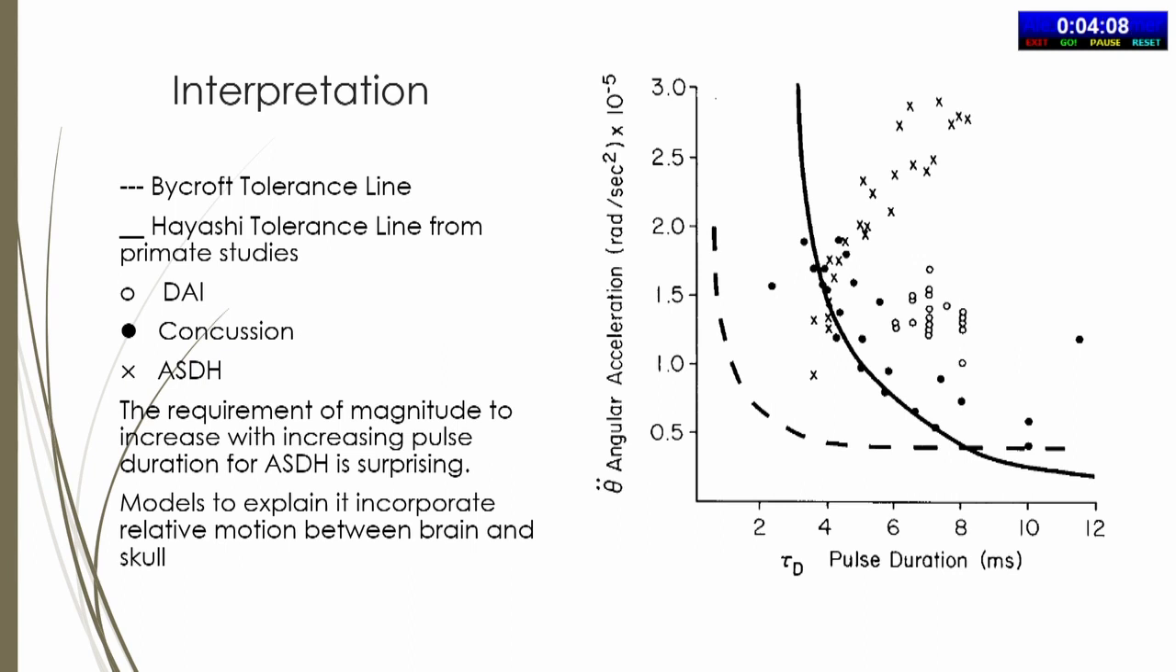And the most important thing is when we look at the crosses, we see that it demands that the pulse duration and the angular acceleration both increase. Now this is slightly awkward because we normally think in terms of energy that if the pulse duration is increasing, you would expect that the injury happens at lower magnitudes. And if the pulse duration is decreased, then the magnitude of the insult must have increased. And so then the next range of models came in, and said that we need to incorporate the relative motion between the brain and the skull to explain this.